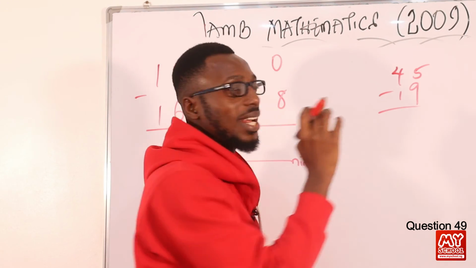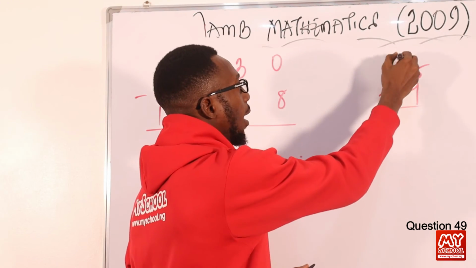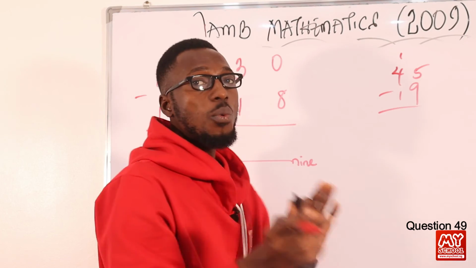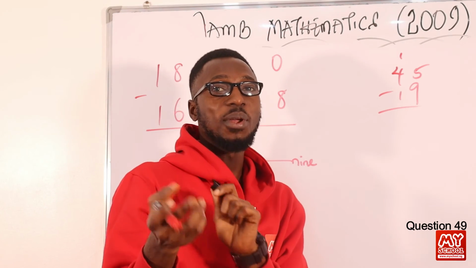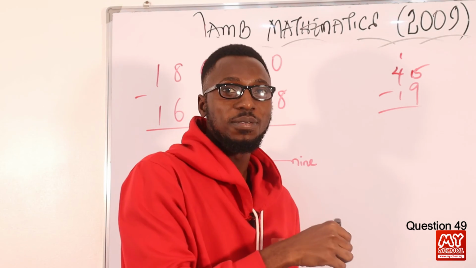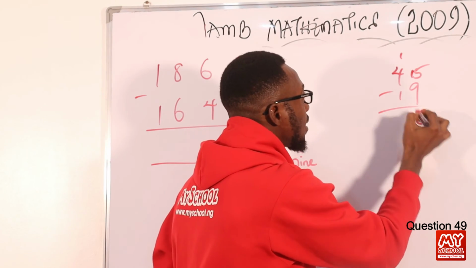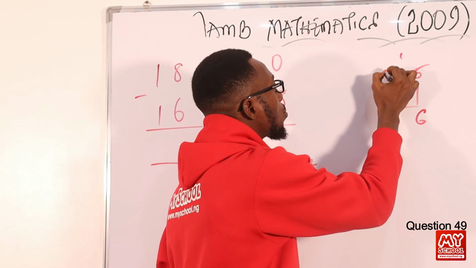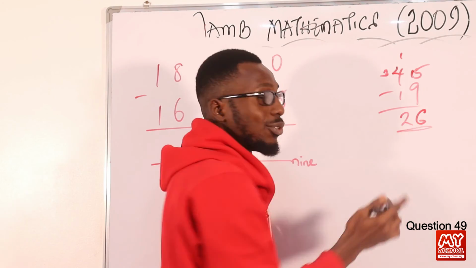So 5 minus 9, no, that is not possible. So I borrow 1 from here. The one I borrowed from here, because we are working in base 10, actually becomes 10. So that is 10 plus 5, and that's where we get 15 from. So 15 minus 9 is 6. This has been reduced by 1, so I have 3. 3 minus 1, I have 2. Do we get that now?